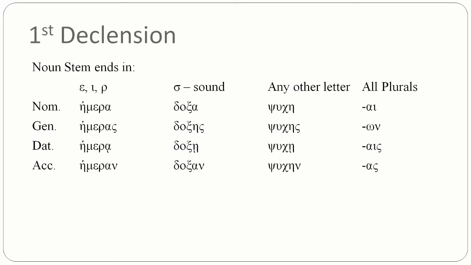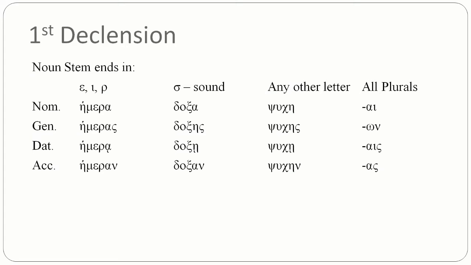Actually, not the far left column. Far left has your 4 cases. And then the next column over from that is epsilon, iota, or rho. Notice hemera ends in a rho, and so it falls into this category, and you have alphas going throughout the pattern. So hemera, hemeras, hemera with the iota subscript, and hemeran.